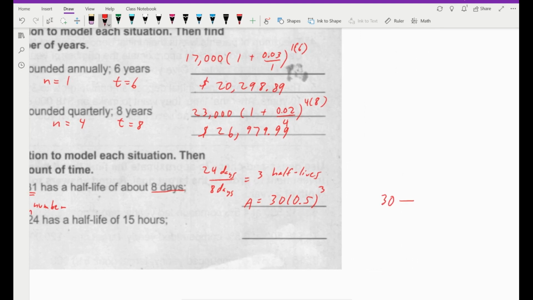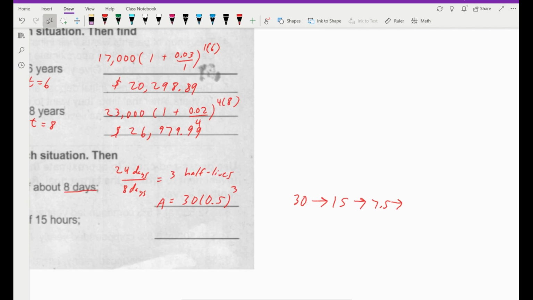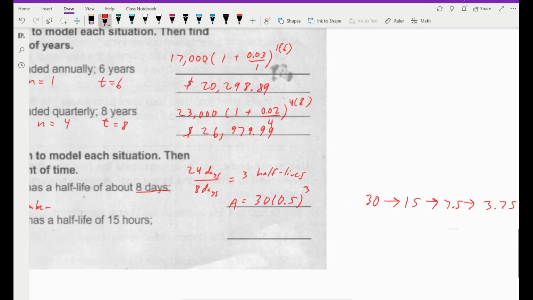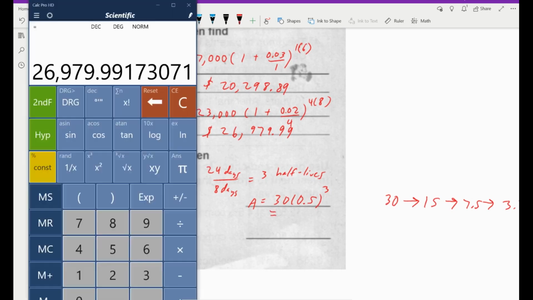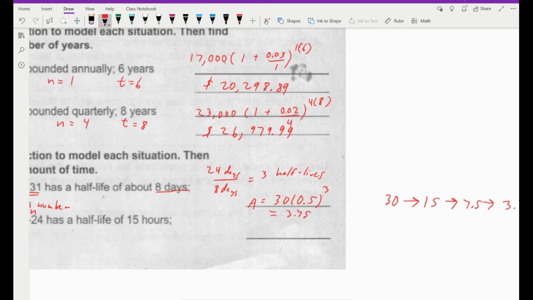Just so we can kind of imagine this, we start with 30. After 1 half-life, there would be 15. And then 7.5. And then half of this would be about 3.75, I believe. I believe that's correct. And that's how much we should get. So let's just go ahead and type it in the calculator and see if we get that same answer. 30 times 0.5 raised to the third. We get 3.75. So there's 3.75 grams of iodine-131 left.